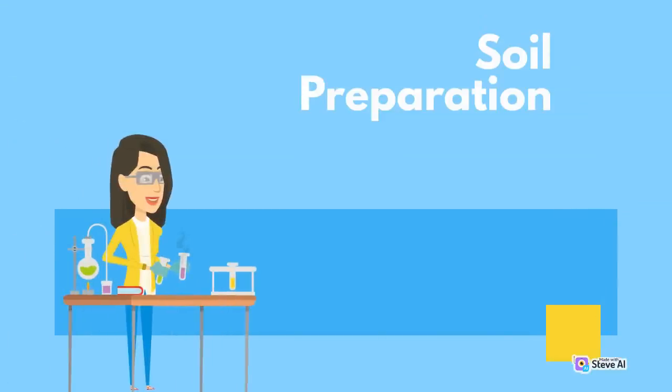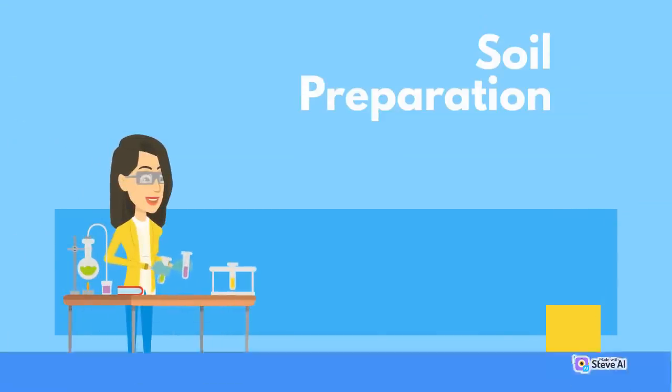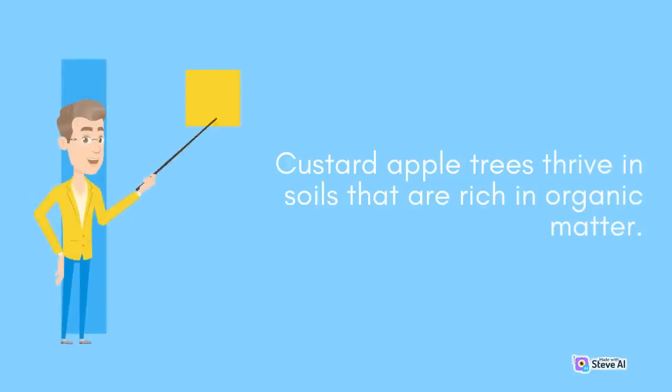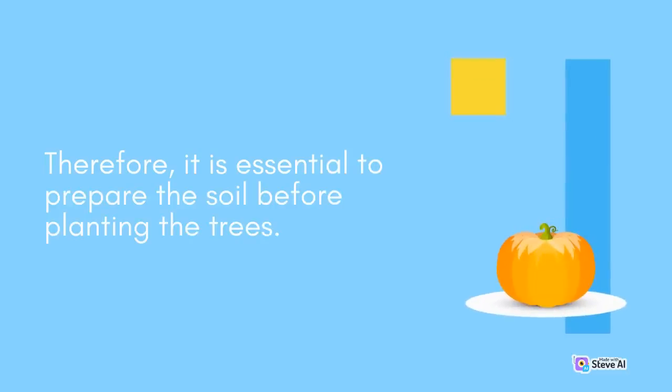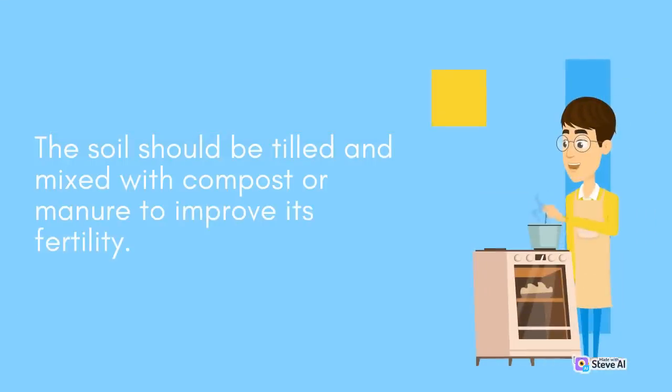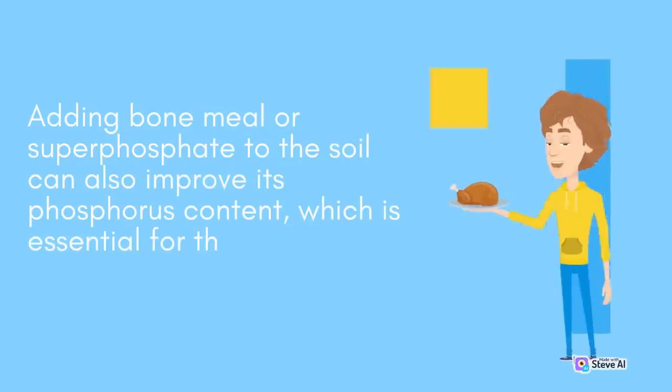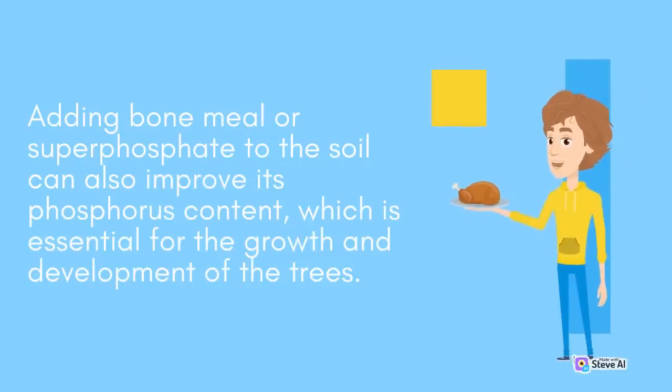Soil preparation. Custard apple trees thrive in soils that are rich in organic matter. Therefore, it is essential to prepare the soil before planting the trees. The soil should be tilled and mixed with compost or manure to improve its fertility. Adding bone meal or superphosphate to the soil can also improve its phosphorus content, which is essential for the growth and development of the trees.